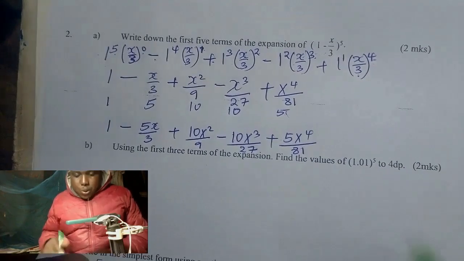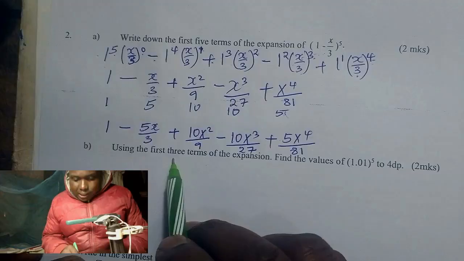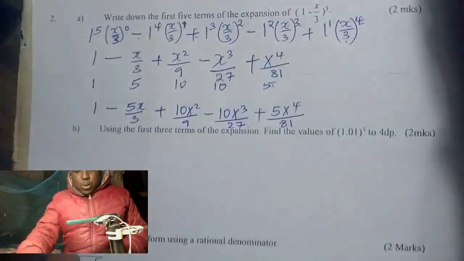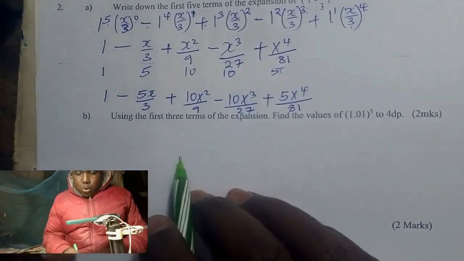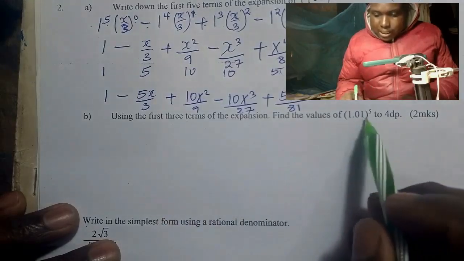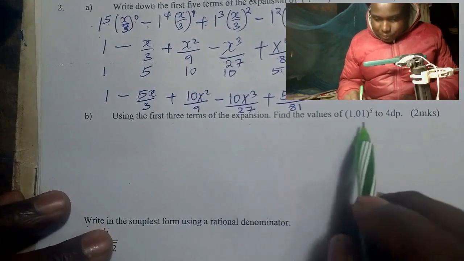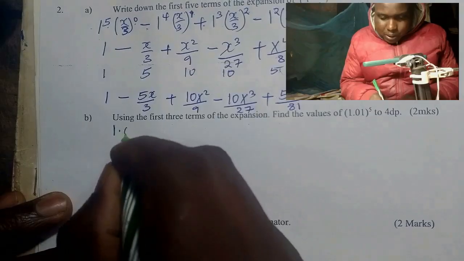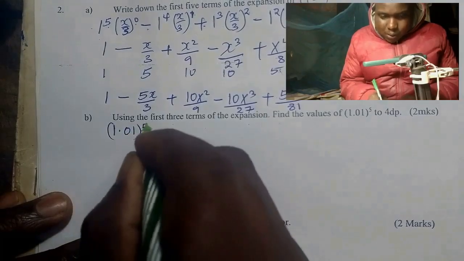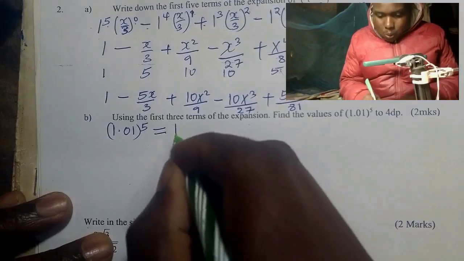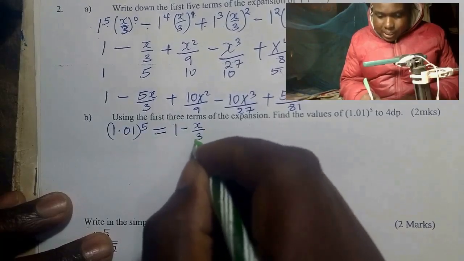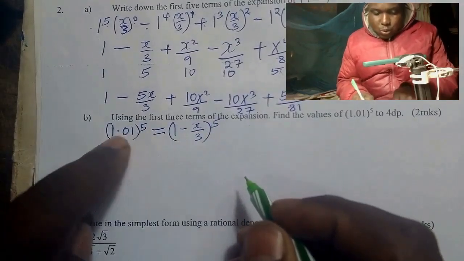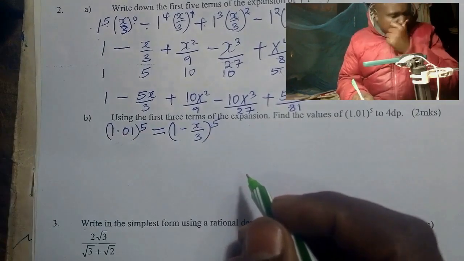Now, using the first 3 terms of the expansion, find the value of this. We are going to use this expansion to solve this, but first we need to know what this means. This one is actually this, so 1.01 raised to power 5 is equal to 1 minus x over 3 raised to power 5. Because we are going to use this expansion to solve this, they are related.